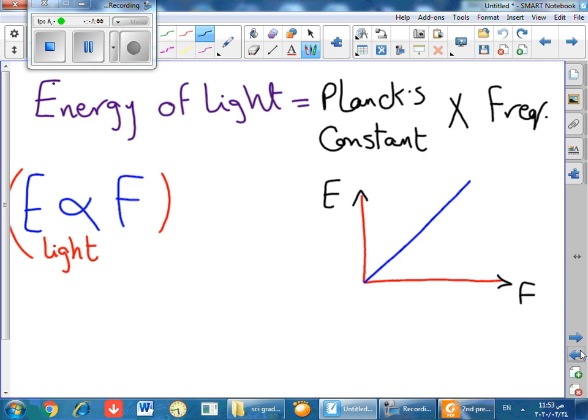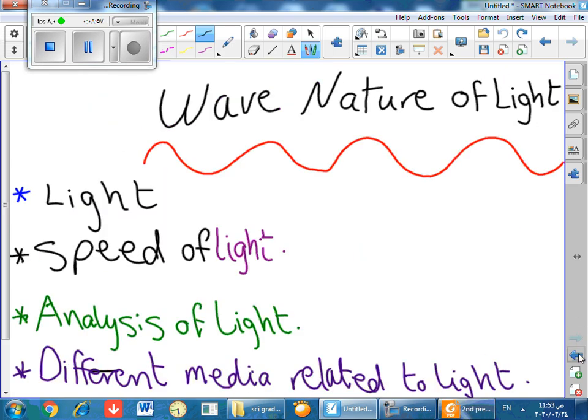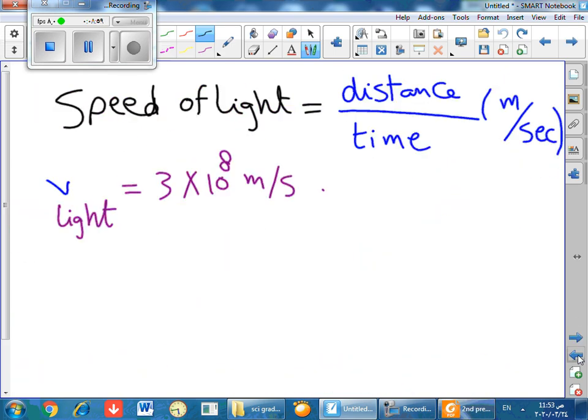We have a small problem here. The speed of light equals the distance covered by light per unit time. The measuring unit of the speed of light is meter per second. The speed of light is 3 times 10 to the power of positive 8 meters per second.